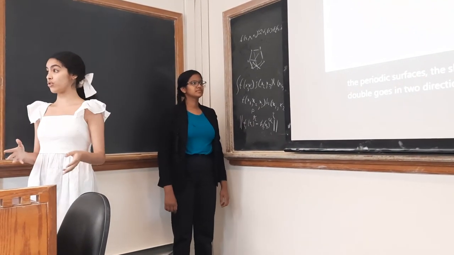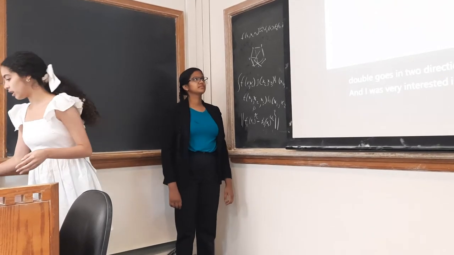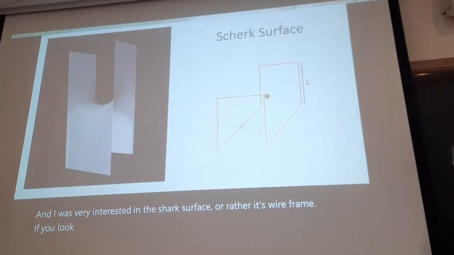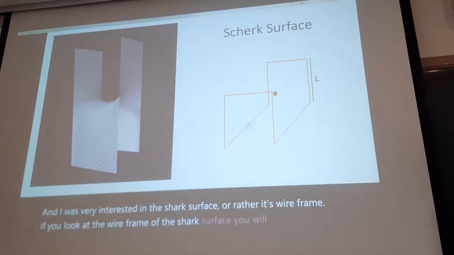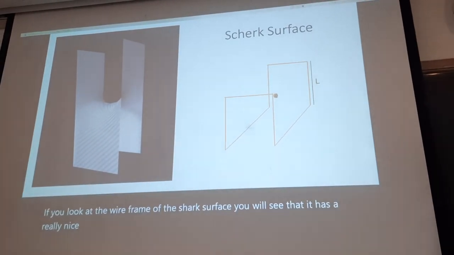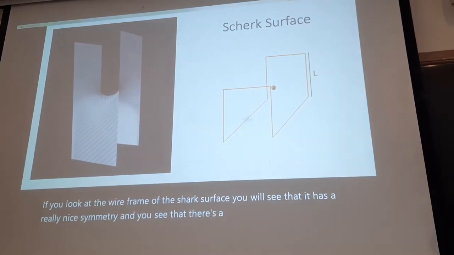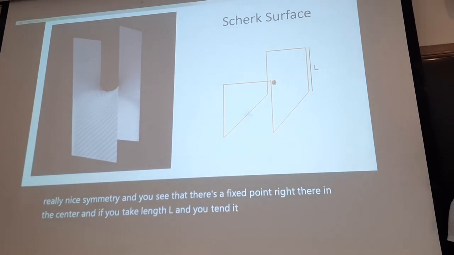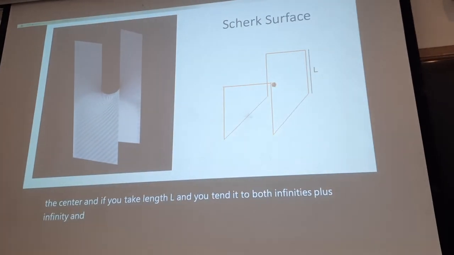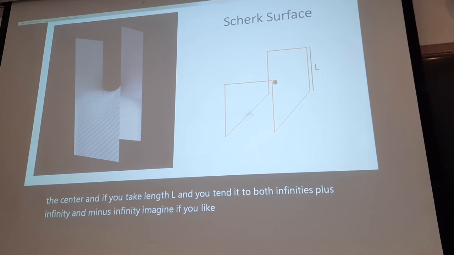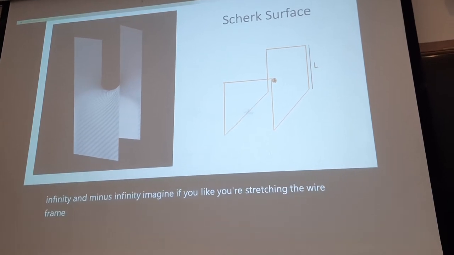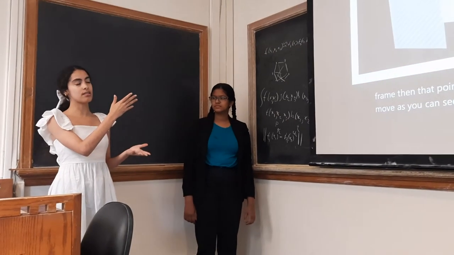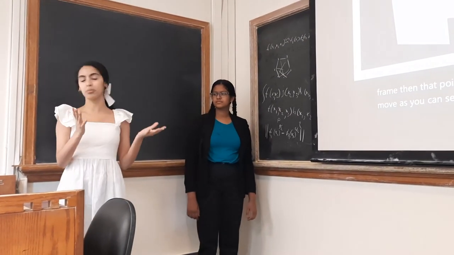And I was very interested in the Scherk surface, or rather its wireframe. Now, if you look at the wireframe of the Scherk surface, you will see that it has a really nice symmetry. And you see that there's a fixed point right there in the center. And if you take length L and you tend it to both infinities, plus infinity and minus infinity, imagine you're stretching the wireframe, then that point right there is going to be stable. It's not going to move. As you can see in the surface right next to it, it doesn't give us something that's trivial, such as just planes.